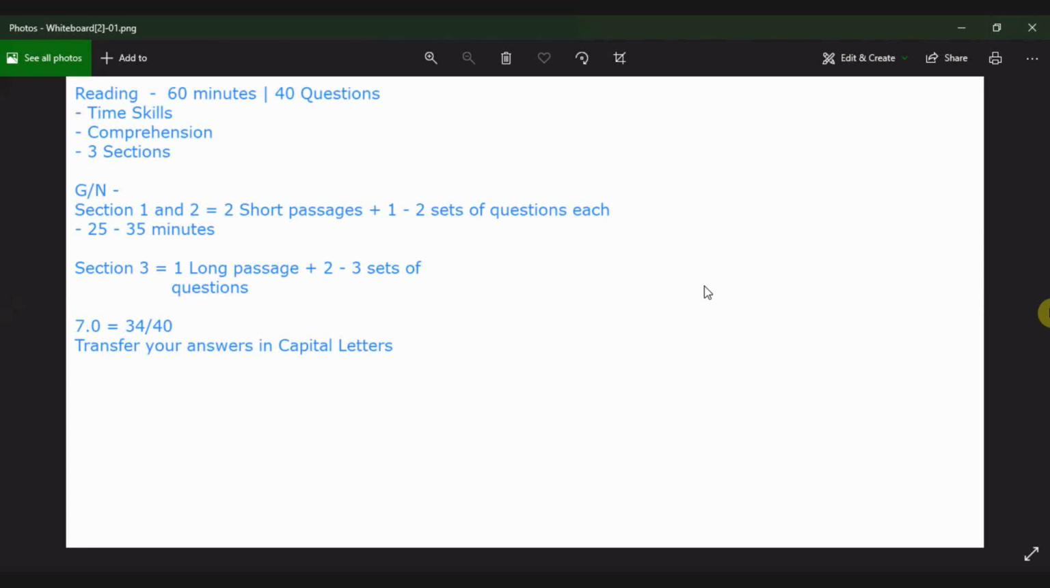But the good thing about this is they need a lower score to get a 7. For Academic, you only need 30 correct answers to get a 7. It's also advisable that you split the 60 minutes into 3 parts as well, so that means 20 minutes for each section. That's the difference between the two.